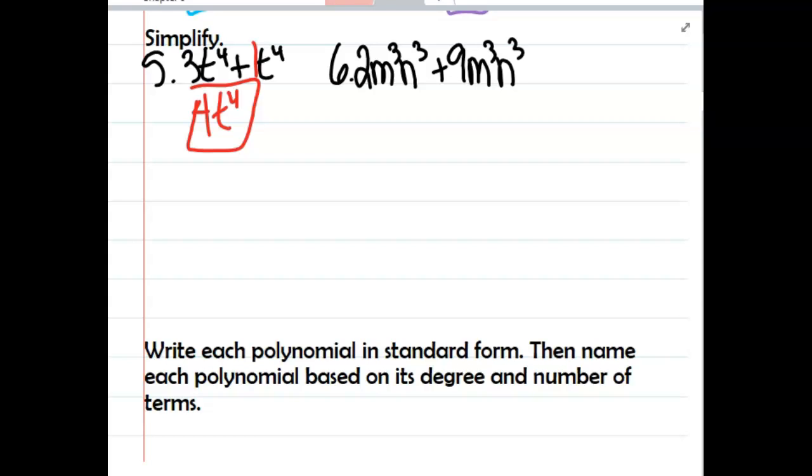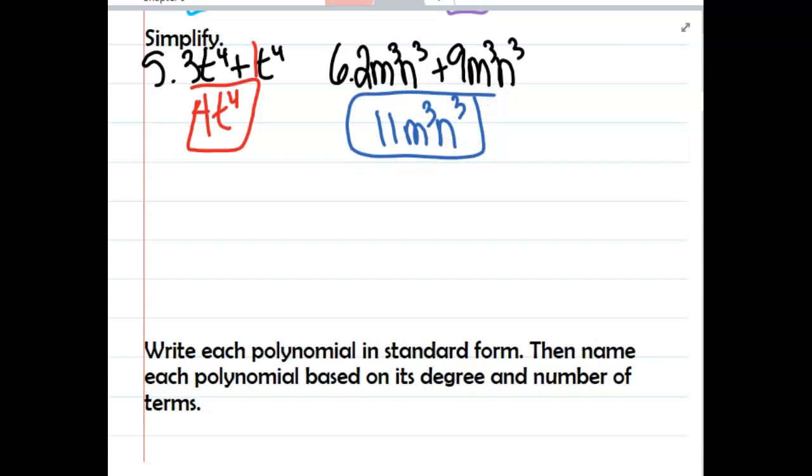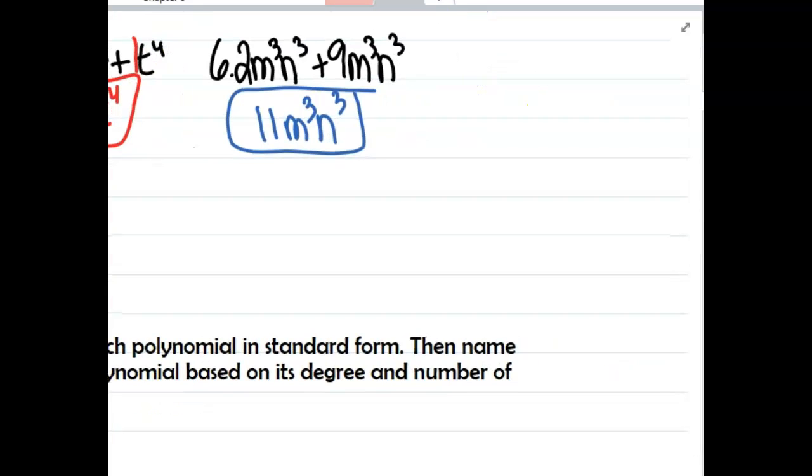They're like terms. So if you have 2 of them over here and 9 of them over here, if you add them together, how many would you have? 11 what? M cubed n cubed. That's kind of a hard word to say there, isn't it? So what you're doing, you're adding the coefficients, keeping the variable part. Let's try one more of those.